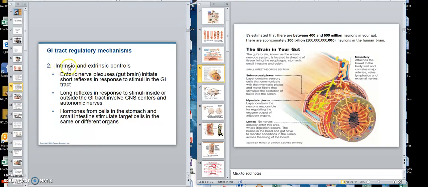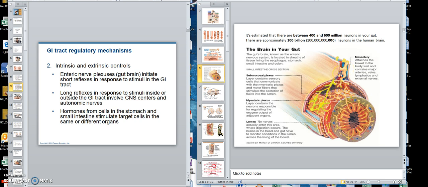Intrinsic, or we can also call it enteric. Enteric means gut. Then we've got the extrinsic. So the enteric nerve plexus, the gut brain, initiates short reflexes within the tract itself. The long reflexes come from the autonomic nervous system. The autonomic nervous system coming in to do those long reflexes.